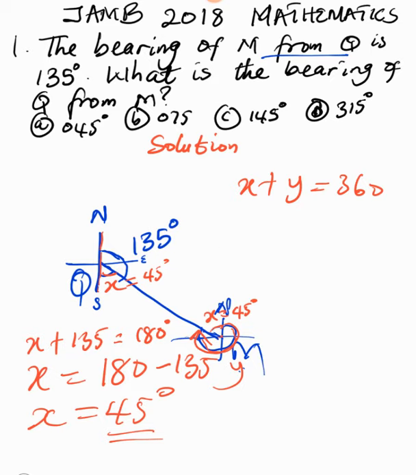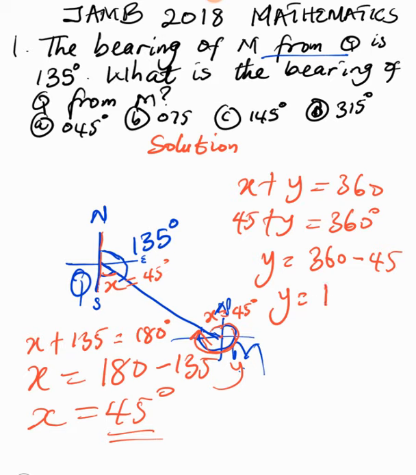So we have our X to be 45 plus Y equal to 360 degrees. So Y will be equal to 360 degrees minus 45, and this will be equal to 315. So 315 degrees is the bearing of Q from M. And option D satisfies these results.